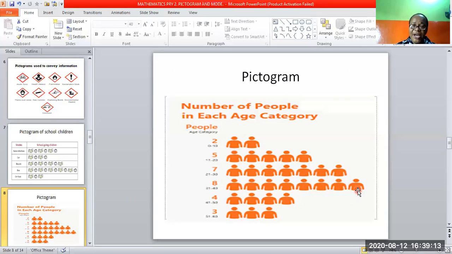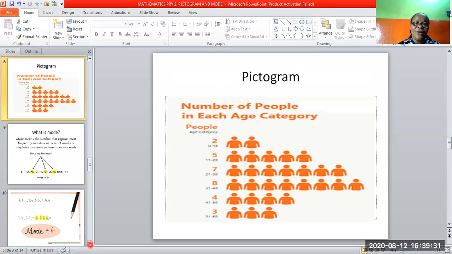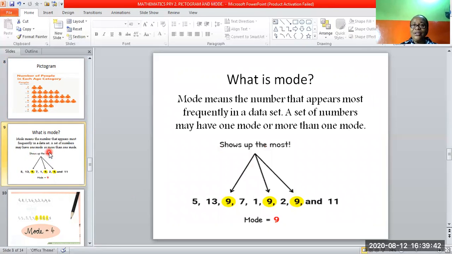Therefore, reading the pictogram, we will know that the least number of people or age group or age category is the age 0 to 3. Are we clear? Beautiful. What are we talking about? We're talking about pictographs. Are we together? Beautiful. Let's move on into what we call mode.